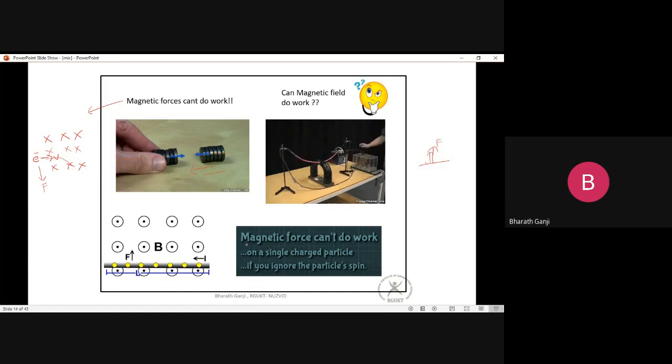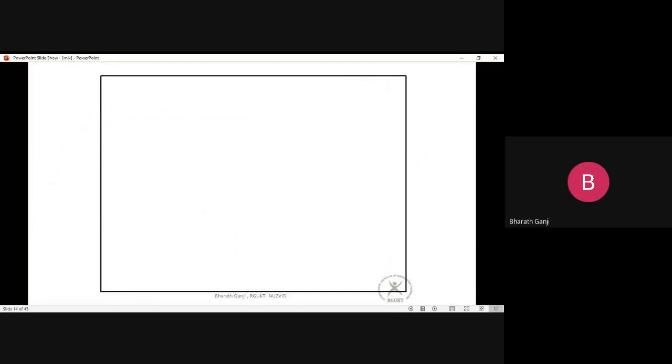Okay, but you need to understand beyond it that in fact magnetic fields will do work, and you can see they are doing work. "Magnetic fields can't do work" is only for a single charged particle, and if you ignore the spin of the particle also. Let us see why it is so. So మన దగ్గర ఒక కరెంట్ క్యారింగ్ వైర్ ఉంది. సో ఏ కరెంట్ క్యారింగ్ వైర్ పైకి ఎందుకు వెళ్తుంది అసలు?